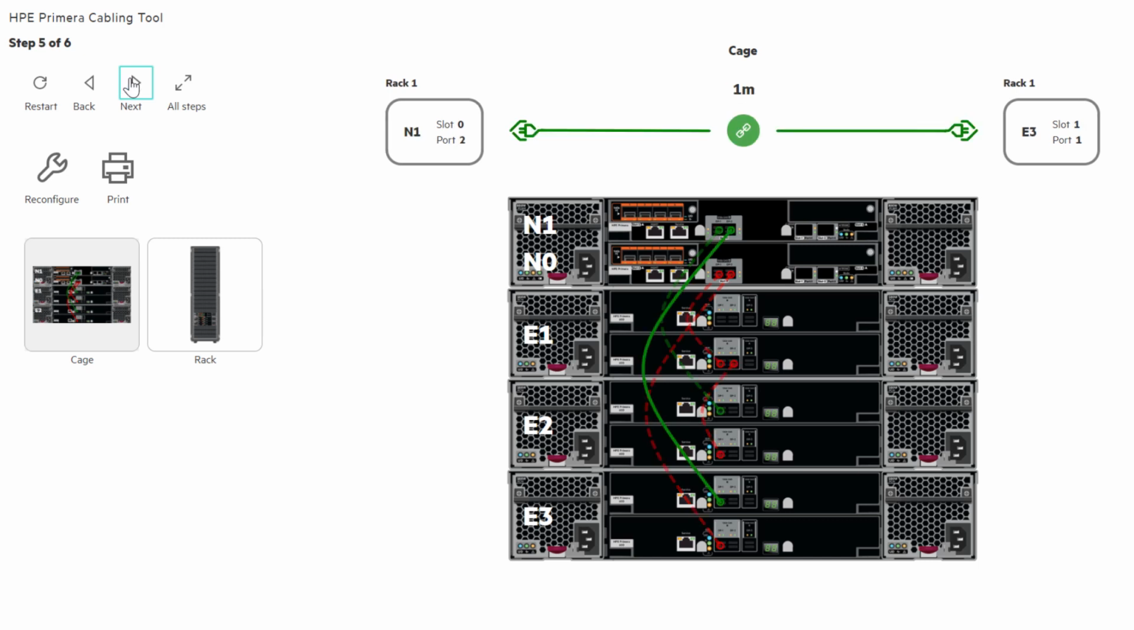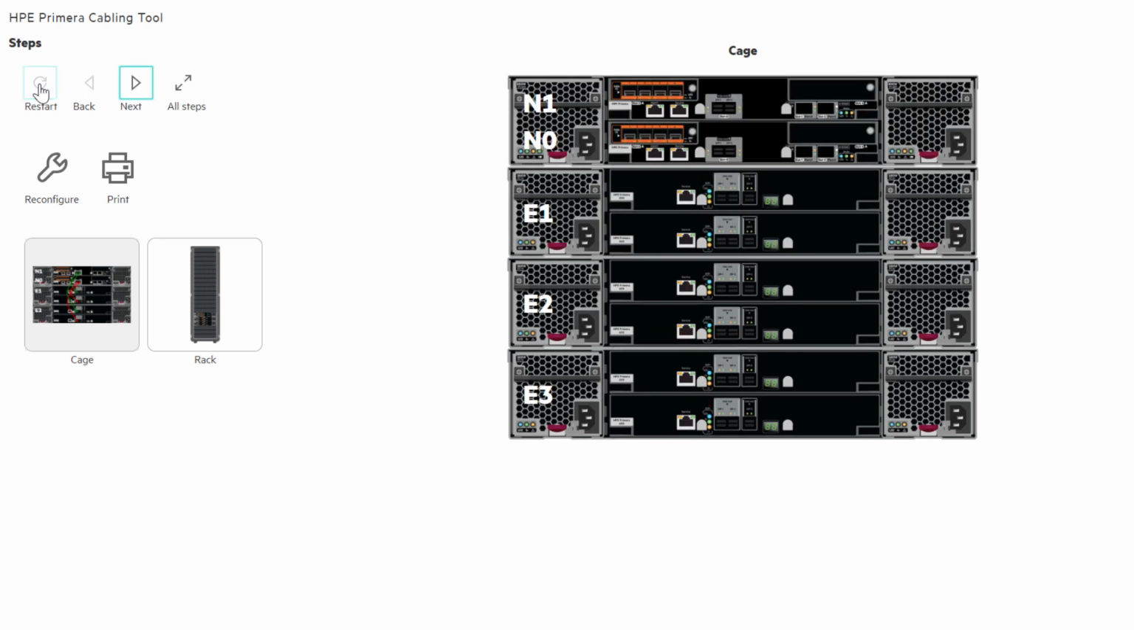And now the same between node 1 and the back end. The red and green colors help you differentiate between the two controller nodes, and a shadow view of the cables that have already been run helps prevent mistakes. I can use the controls to go back a step, restart the walkthrough to check my work, or click all steps to view the end result.